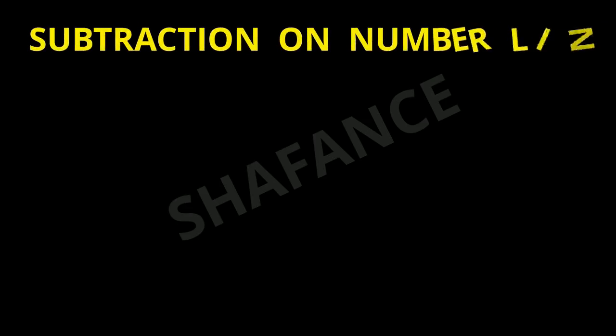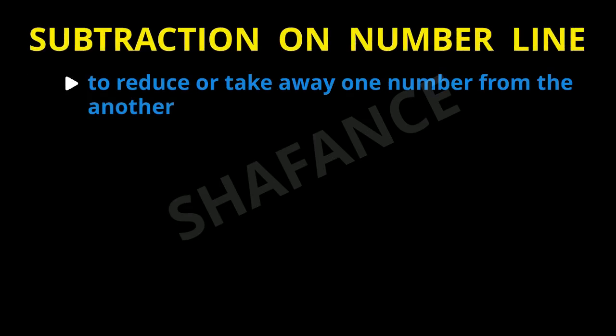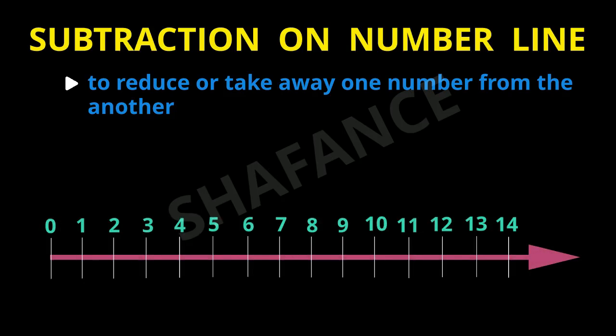Now we will see subtraction on number line. Subtraction means to reduce or to take away one number from another. So subtraction means to subtract, that is reduce or take away. So we will make a number line, and now we will see the result of 6 minus 2. That is, we have to subtract the number 2 from the number 6. So we will do this using the number line and we will see the result.